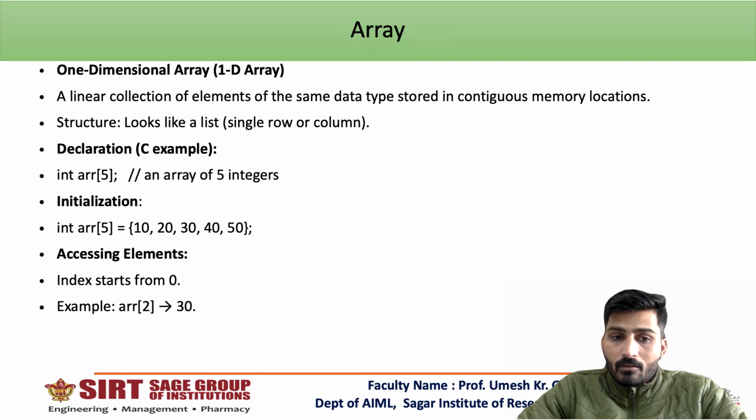If we talk about arr[3], that means the fourth value of the array, because the array index starts from 0. Suppose I want to start the array from 1. Then 10 will be stored at arr[1], 20 will be stored at arr[2], 30 at arr[3], 40 at arr[4], and so on.